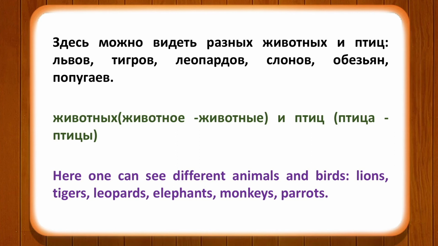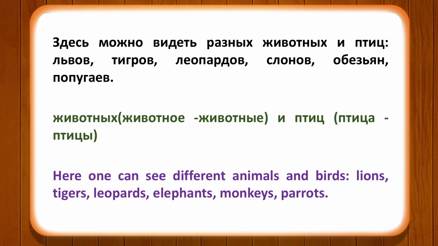Здесь можно видеть разных животных и птиц. So here видеть is taking animate form. Видеть is used with animate nouns in accusative case. Лев, as you know, lion, tiger, leopard, elephant. So all these nouns are used in plural form here, in accusative animate nouns.